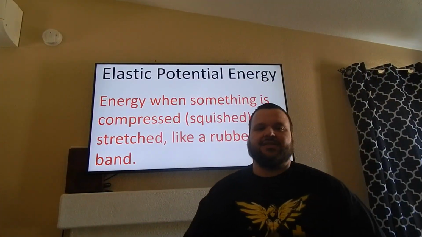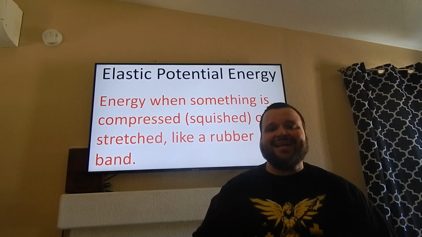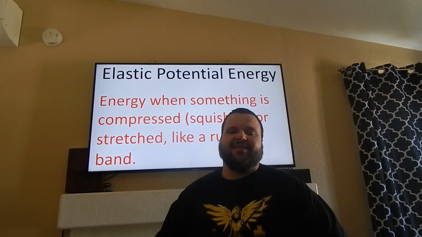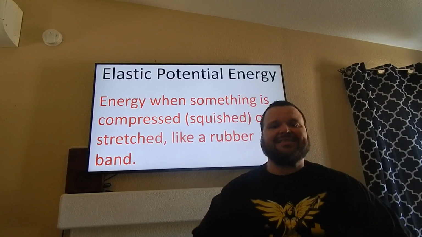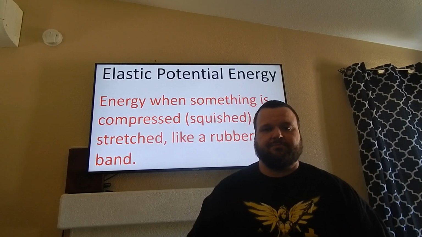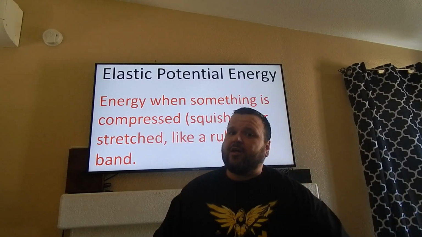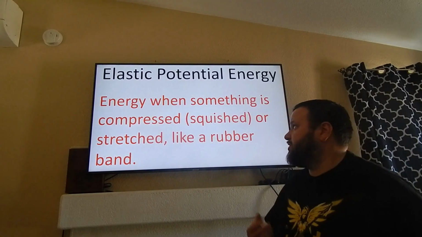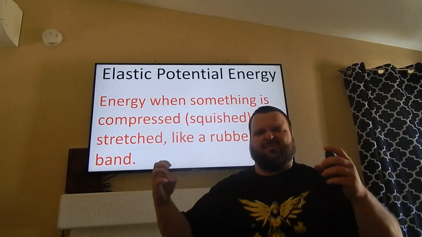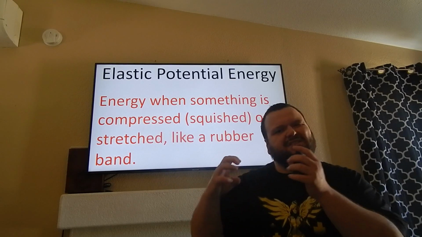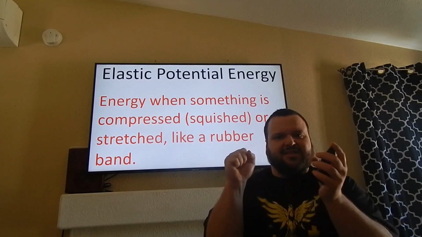It moved because there was potential prior to me releasing the rock. There are two forms of potential energy. We have elastic potential energy and gravitational potential energy. First, we're going to talk about elastic potential energy, which is energy when something is compressed, like squished or just brought together. Squished is a better way to understand it, like compressing something is squishing it together.